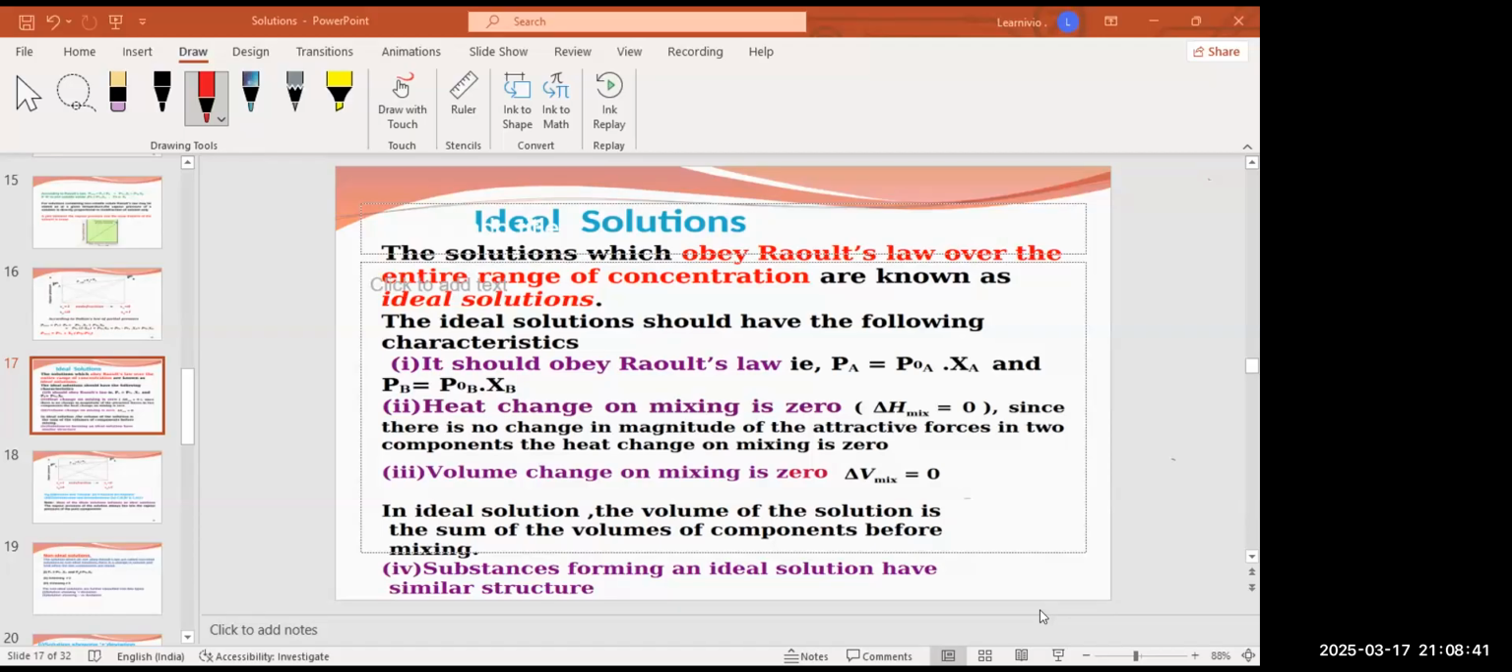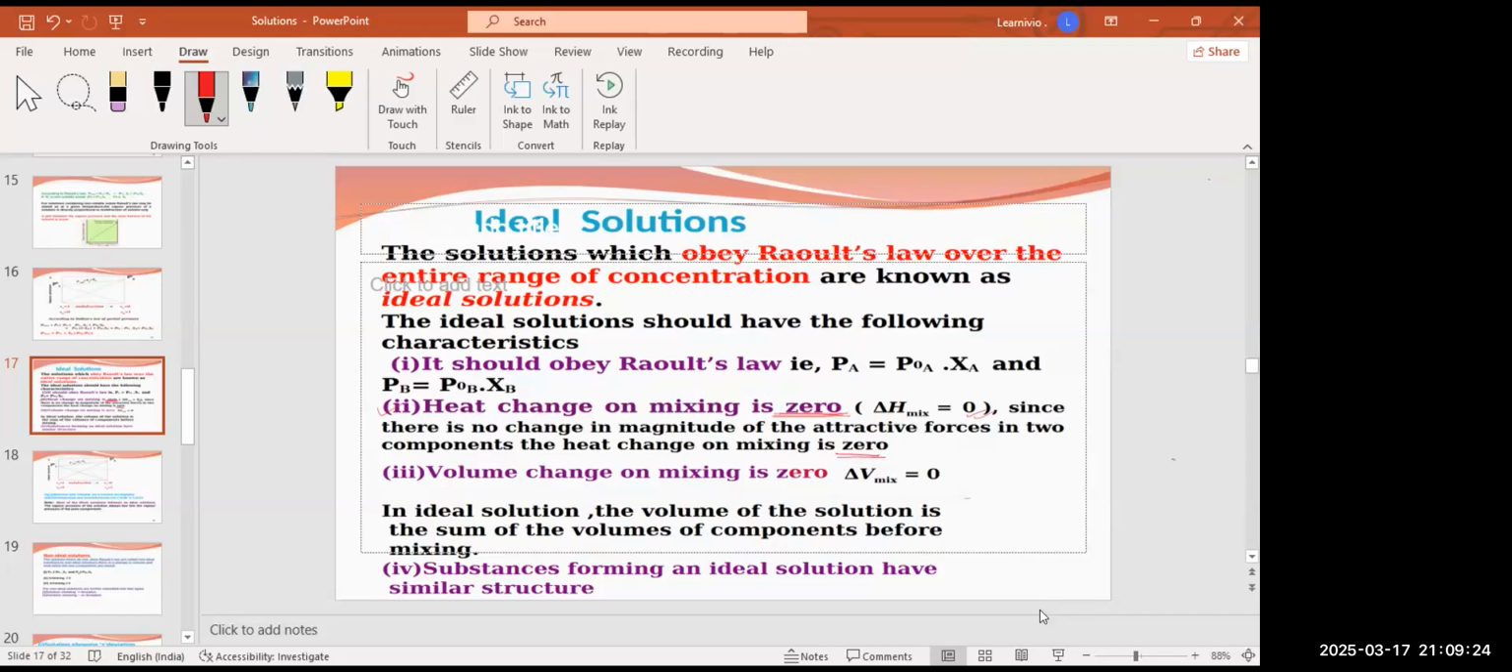It should obey Raoult's law, which is PA equals P naught A into X, the mole fraction of A, and for component B it is P naught B into XB. Okay, and for ideal solutions, heat change on mixing is zero. Just remember that. The heat change of mixing will be zero in the case of an ideal solution. Why? Because there is no change in the magnitude of the attractive forces. When the two components mix together, there is no change in the magnitude of attractive forces. That's why the heat change on mixing will be zero in case of the ideal one.